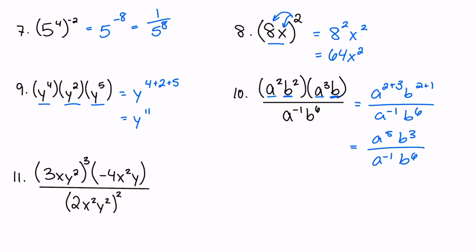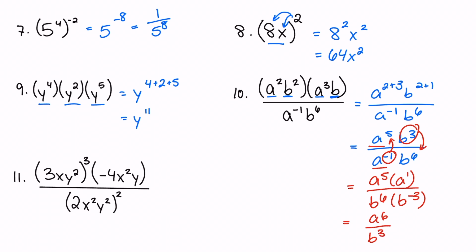This is where my trick comes in handy. Remember, if they have the same base, the one with the smaller exponent travels to the side of the one with the larger exponent. And remember, when they cross the line, the exponent changes its sign. So this a to the negative 1 would change to a to the positive 1, and this b to the 3 would change to b to the negative 3, giving us this new expression. Now all we have to do is add our exponents. And as you can see, our answer is already in a form where all the exponents are positive.